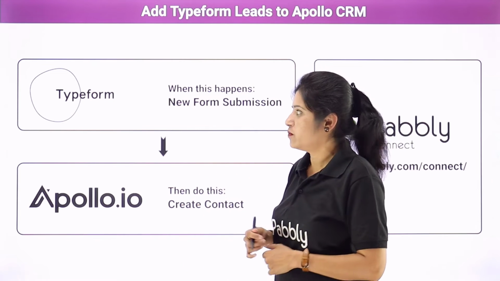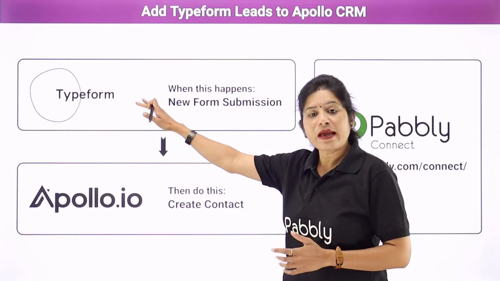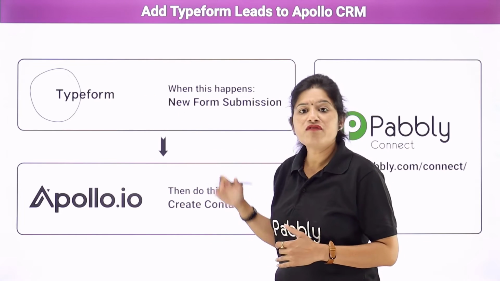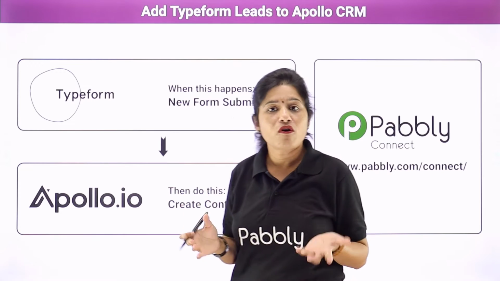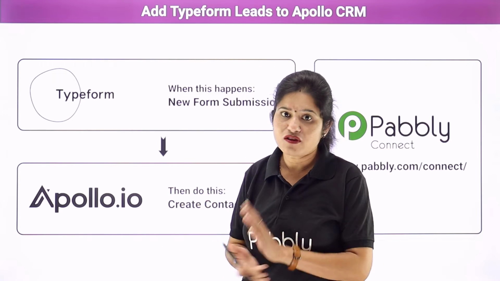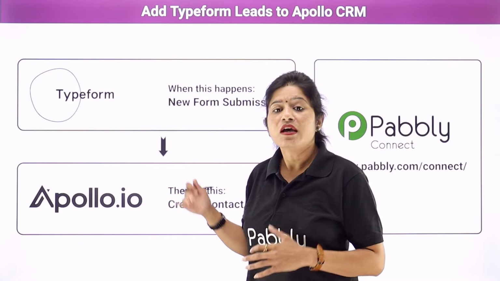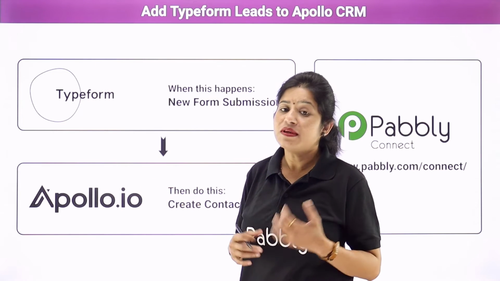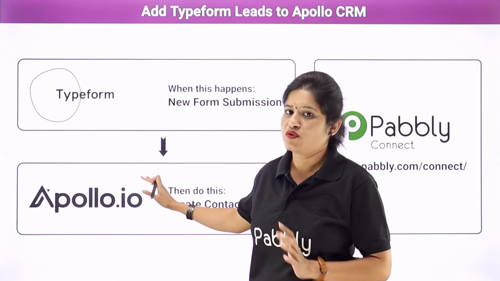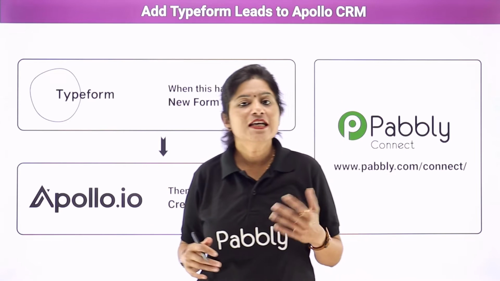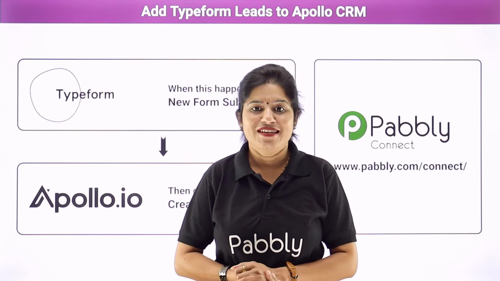So in this particular automation, we are using Typeform to capture the leads. In place of Typeform, we can also use Google Forms, Jotform, Paperform or any other form building software application. And in place of Apollo, we can also use HubSpot CRM, Zoho CRM, Insightly CRM or any other CRM software application. So let us learn the integration process on my screen now.